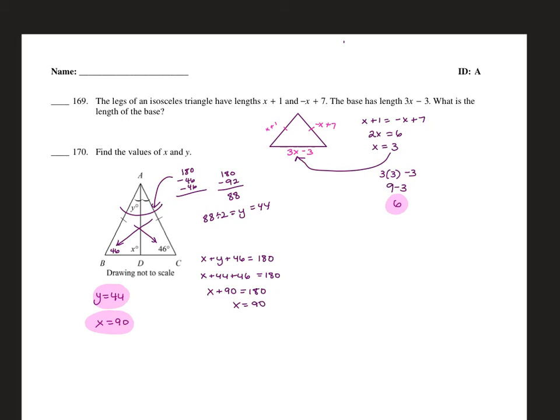170 is kind of tricky because you have one big triangle, which is an isosceles triangle, and this one. So if this is congruent to this, then these two angles are congruent to each other. So I can add those together and then subtract it from 180 to get this big angle up here. But y is half that angle, so you have to divide it by 2 to get that 44. And then you can use this left triangle, 46, 44, subtract it from 180, and you get that the last one is 90.